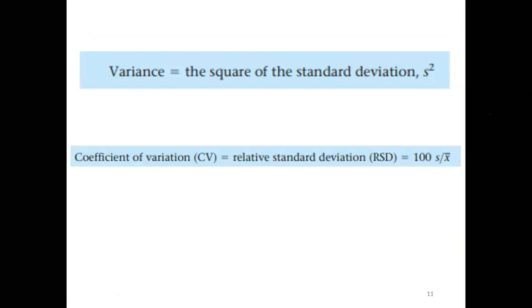Another thing is variance. Variance is the square of the standard deviation, and the coefficient of variation is the relative standard deviation. You need to remember these terms also, but we will not use this terminology as much as the mean and standard deviations.